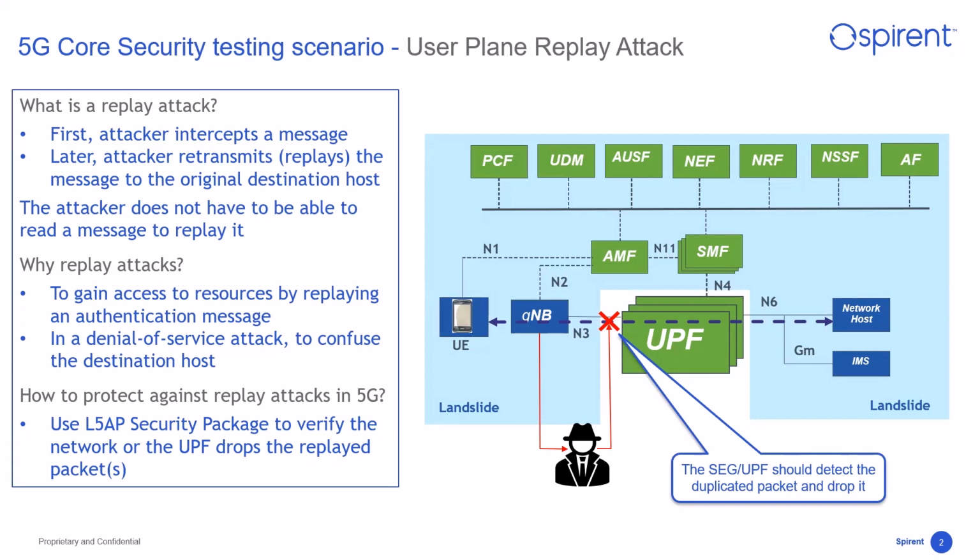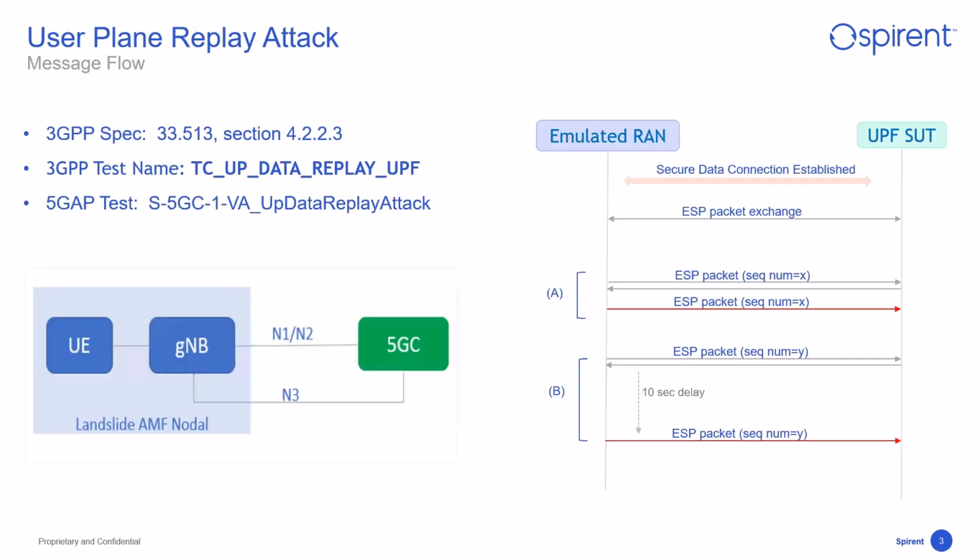The attacker doesn't have to be able to read the message in order to replay it, and this type of attack is done to gain access to resources by replaying authentication messages or to confuse the destination host in a denial of service attack. The test demonstrates how you can use Spirent Security Automation tests to verify the UPF SUT drops any replayed packets. The test implements the 3GPP test case TCUP data replay UPF.